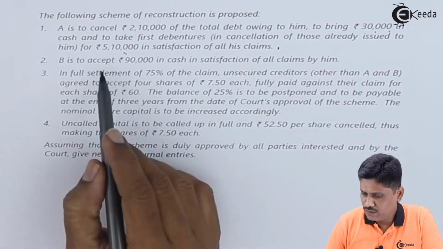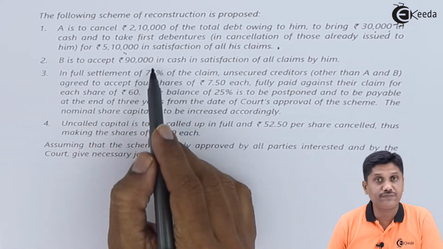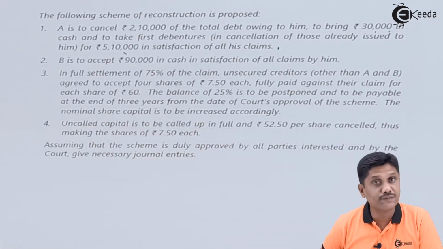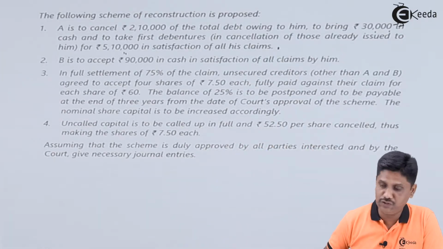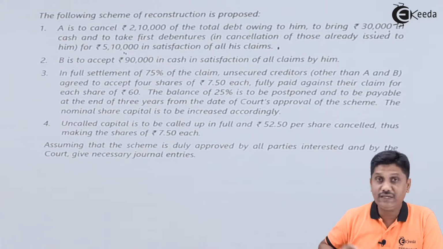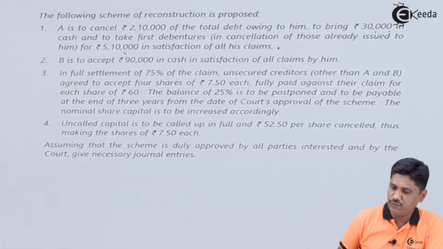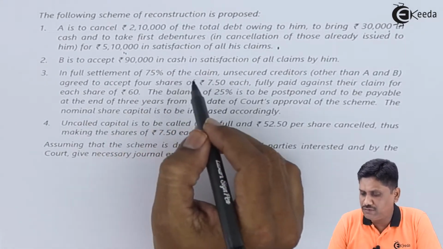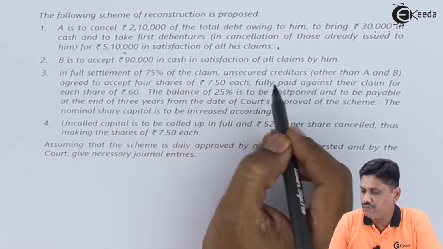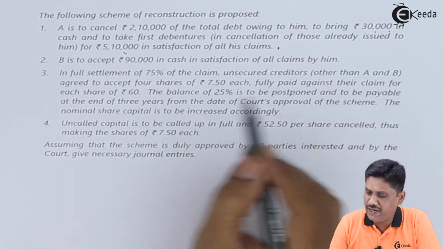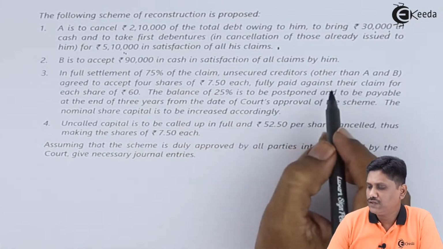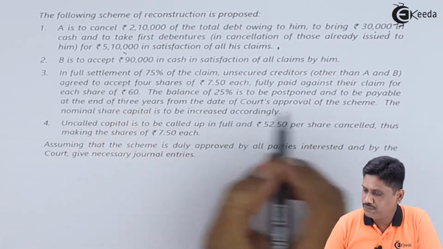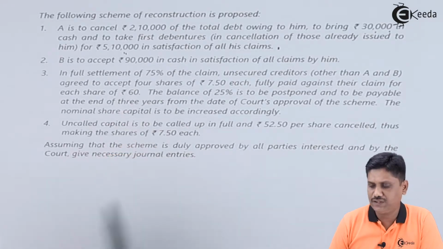B is to accept 90,000 rupees in cash in satisfaction of all his claim. So whatever B's dues are, we have given 90,000, and the remaining amount we will transfer to the capital reduction account. In full settlement of 75% of the claim, unsecured creditors other than A and B agree to accept 4 shares of 7.50 each, fully paid, against their claim for each rupees 60.